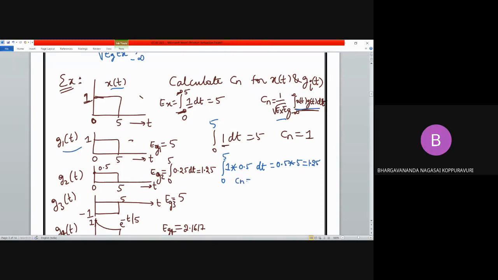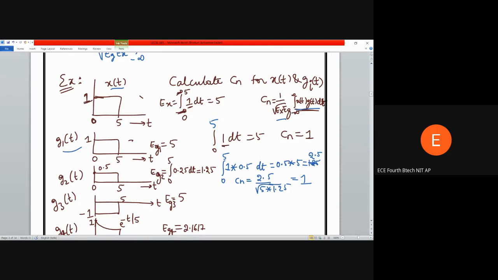Cn is 2.5, sir. Yeah, this is 2.5, which is 5 times 0.5. So 2.5 divided by under root Ex and Eg. Ex is equal to 5, and Eg is 1.25. 5 multiplied with 1.25, how much will you get? 6.25. So under root 6.25 means you'll get 2.5. So this will be equal to 1.